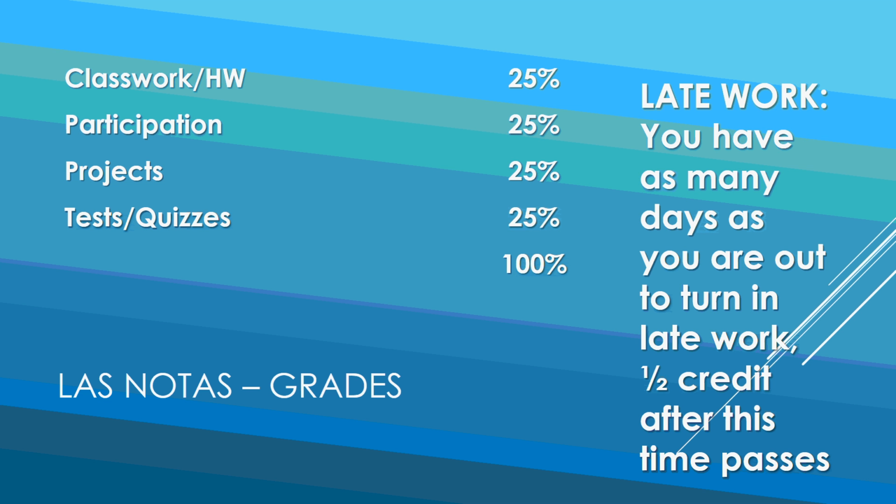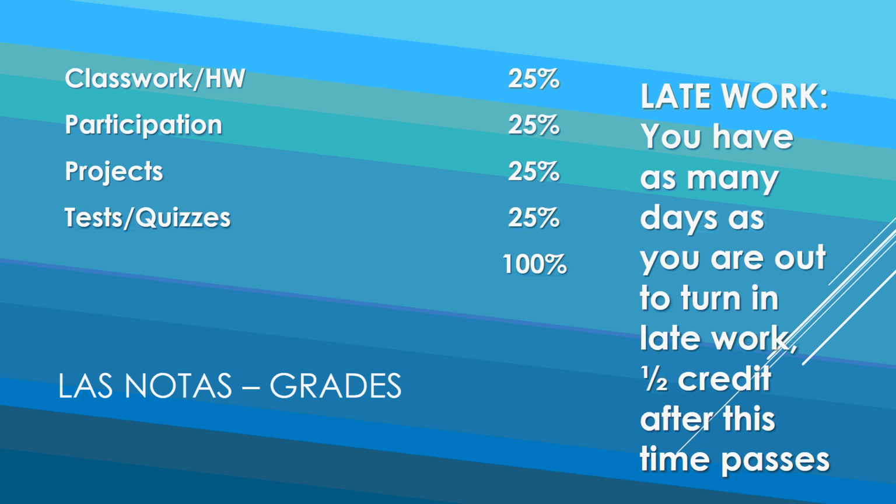If you're absent or late, this is another important question. You have as many days as you're absent to turn in late work. So for example, if you're out for 1 day, you have 1 day to make up work and hand it in before you lose credit. After that amount of time, you'll get half credit up until the week before progress reports or report cards, because I do not take late work. Okay, so make sure you budget your time accordingly.